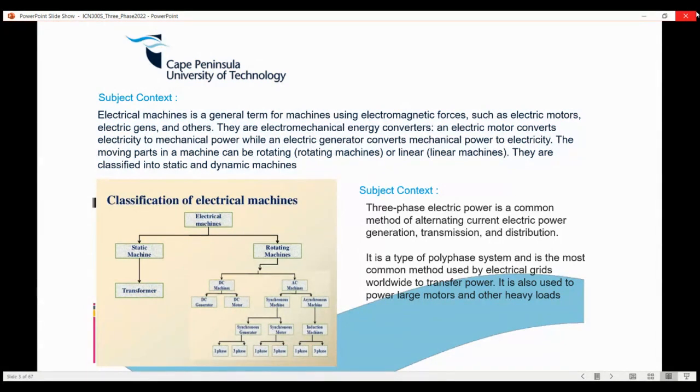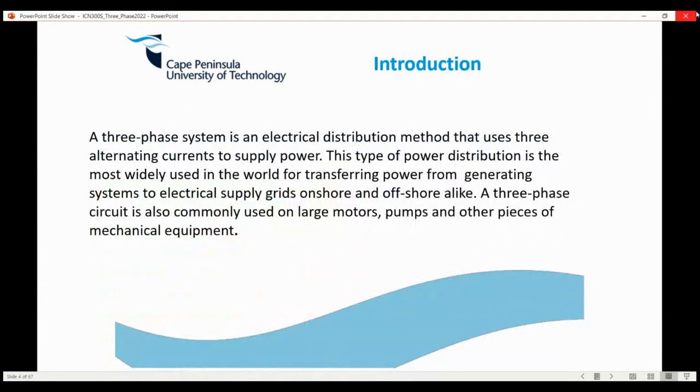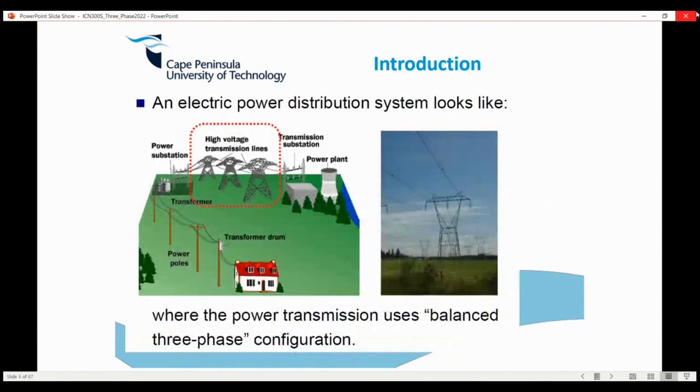And then obviously electronics came in the third. But anyway, just quickly talking about what a three-phase system is. You guys are obviously slightly aware of it. And it states here it's an electrical distribution method that uses three alternating currents to supply power. I'll touch on that again. This type of distribution is mostly used in the world for transporting power from generating systems to electrical supply grids, onshore and offshore. A three-phase circuit is commonly used on large motors, pumps, and other pieces of mechanical equipment.